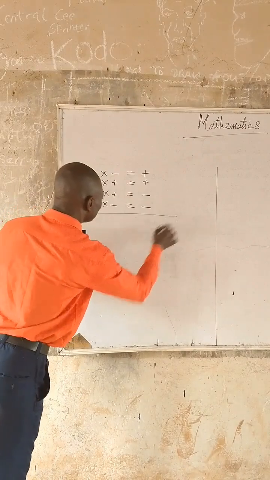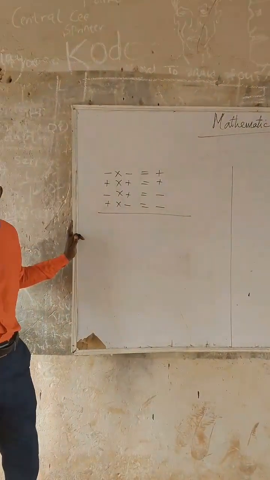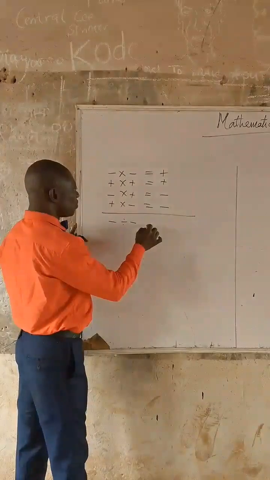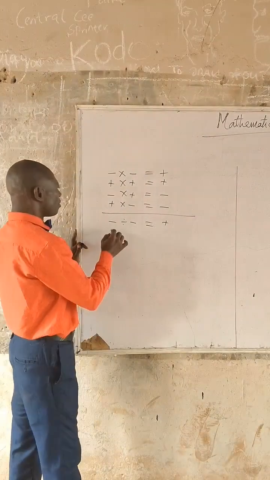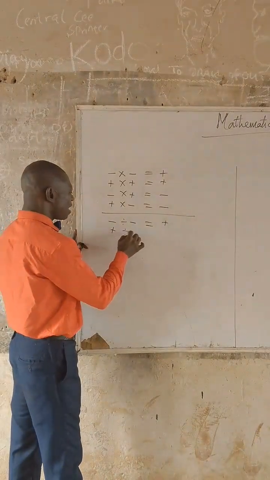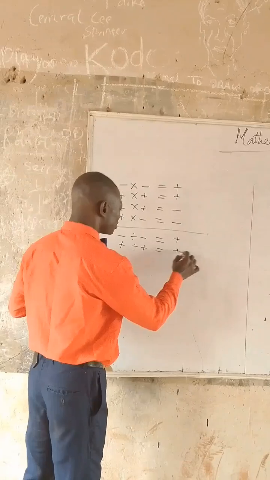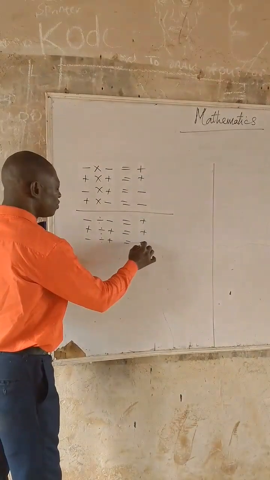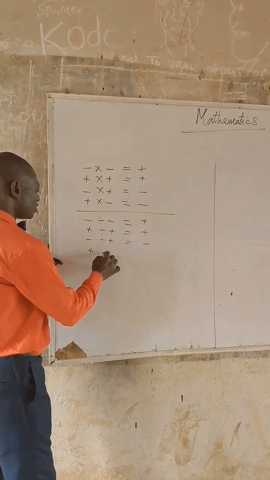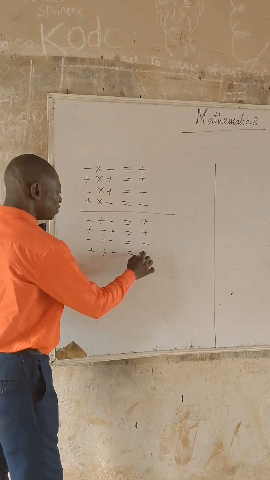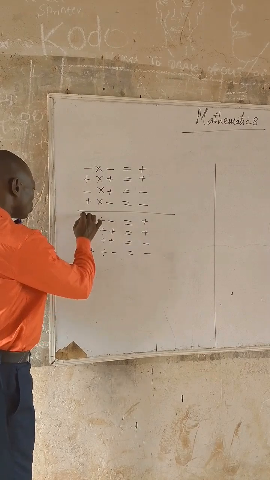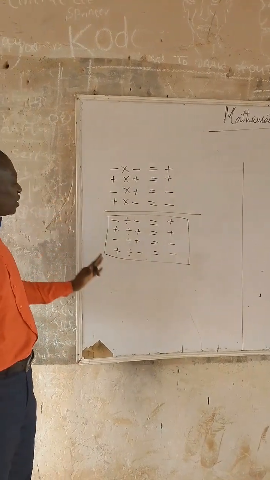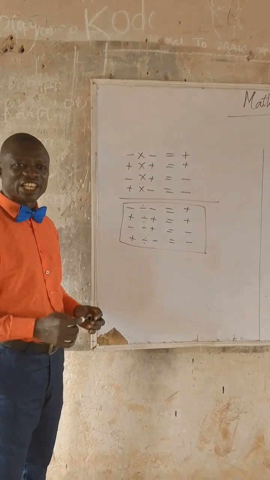In the same vein, if we are talking about division, it means that minus divided by minus will give us plus. Plus divided by plus will give us plus. Minus divided by plus will give you minus. And plus divided by minus will give you minus. So the same way we find it in multiplication is also the same way it is in division.